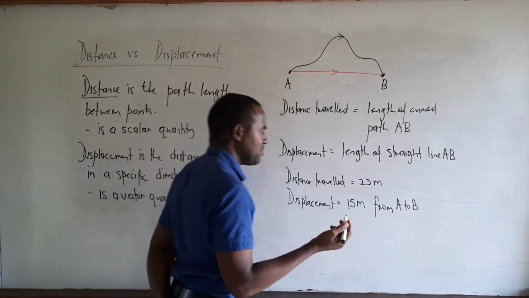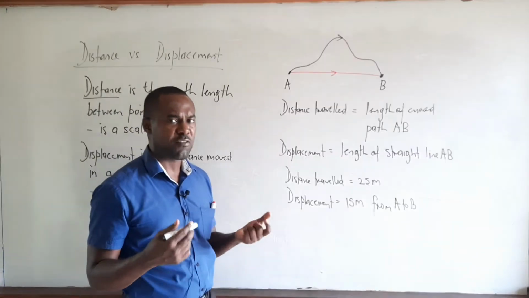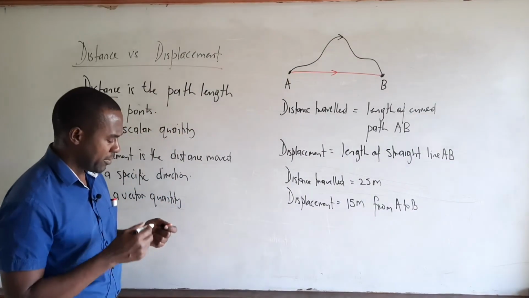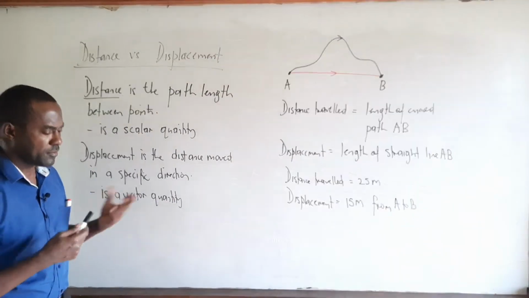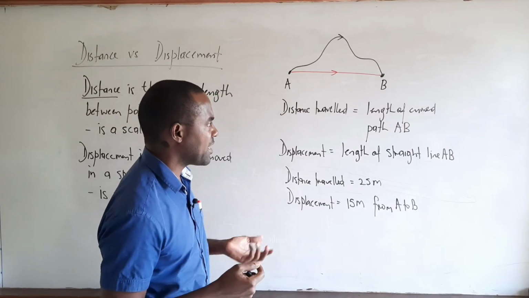Alright, so we could say 15 meters from A to B, or we could say 15 meters in the direction of B, so that we know what direction the person would have taken. Right? So here we basically looked at a brief comparison between distance and displacement.